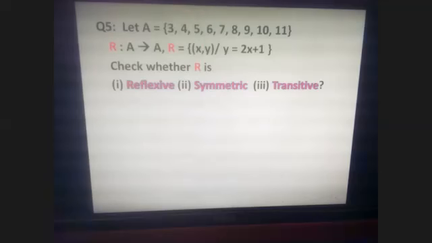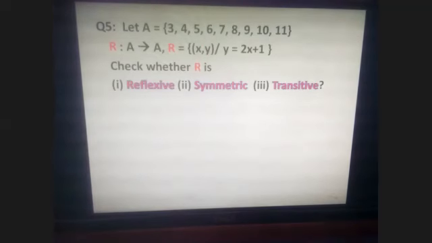Let me take just one example where I'm testing you. Is it reflexive, symmetric, or transitive? A is equal to 3, 4, 5, 6, 7, 8, 9, 10, 11. R from A to A, R equal to the set of (x, y) such that y equals 2x plus 1.